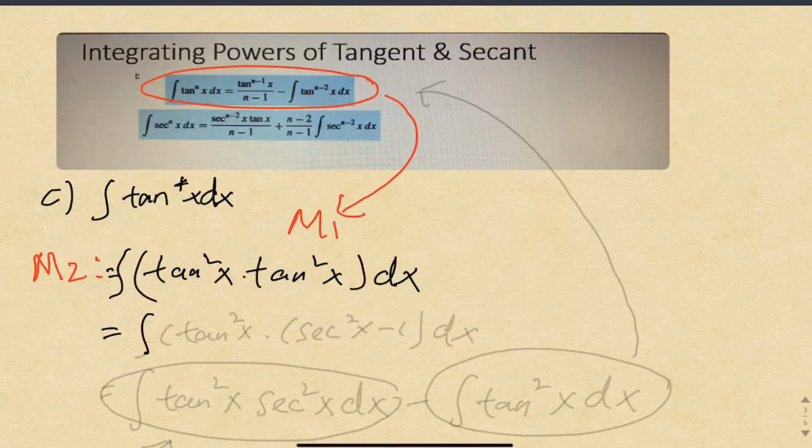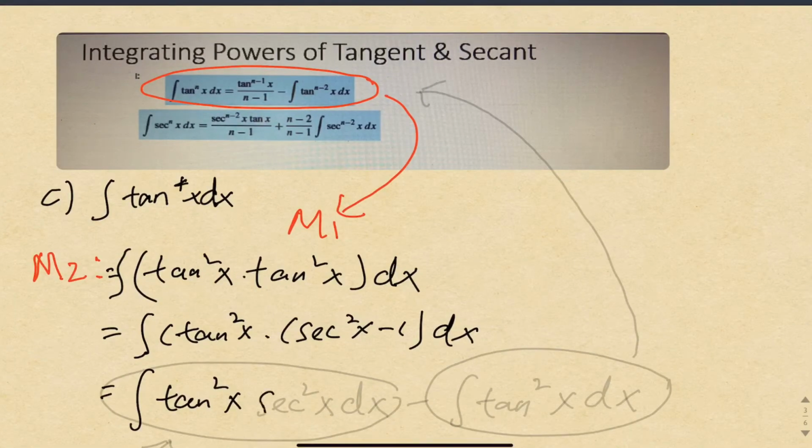So it becomes tangent squared x times secant squared x minus 1, dx. You expand the formula, and it becomes tangent squared x secant squared x dx minus tangent squared x dx.